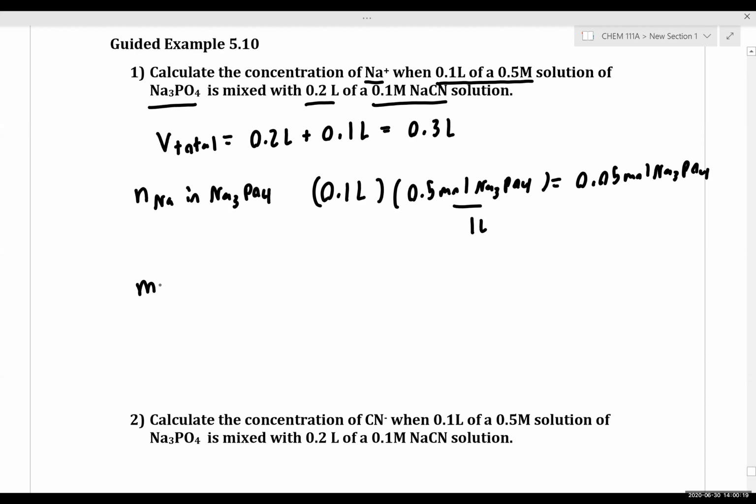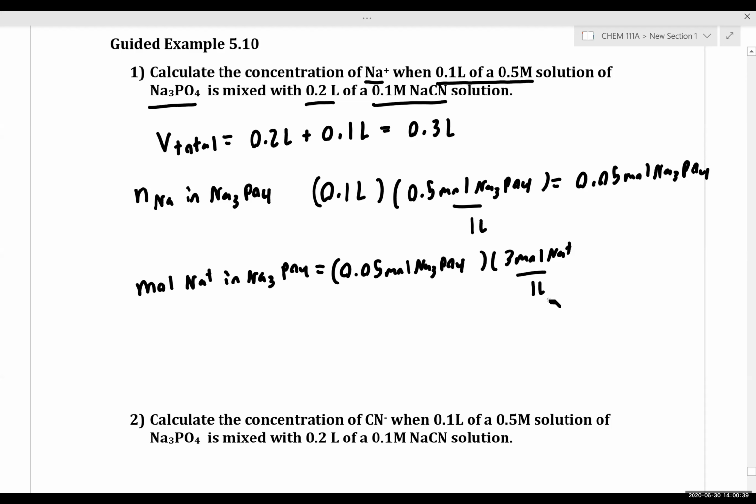Okay. In turn, the moles of sodium plus in sodium phosphate is equal to 0.05 moles of sodium phosphate times 3 moles of sodium plus per 1 mole of sodium phosphate, which gives us 0.15 moles of sodium plus.